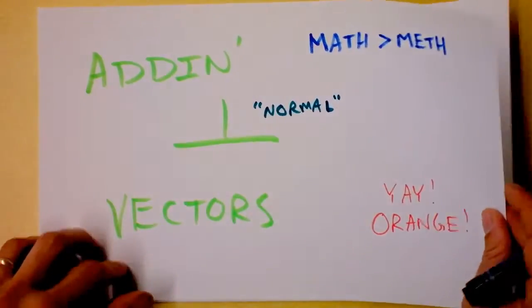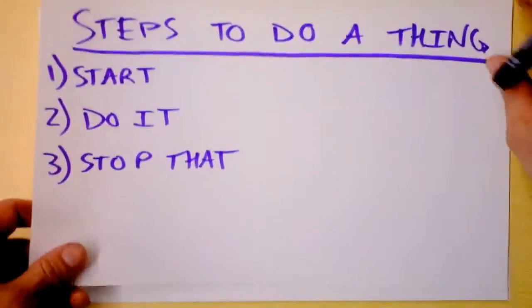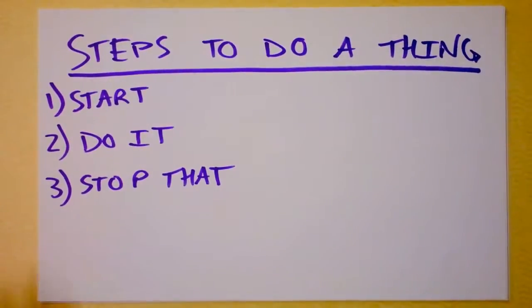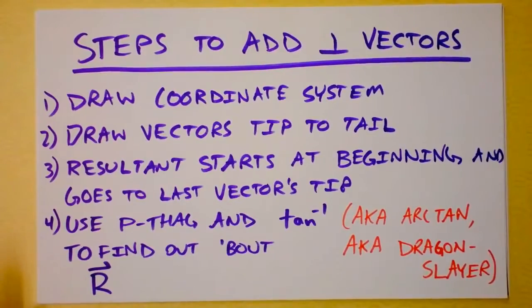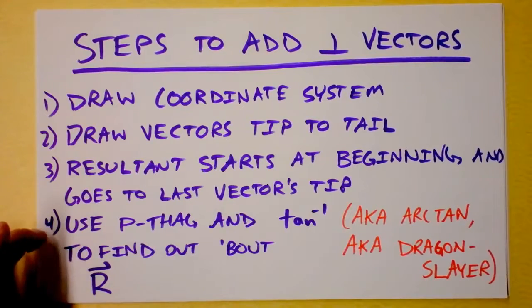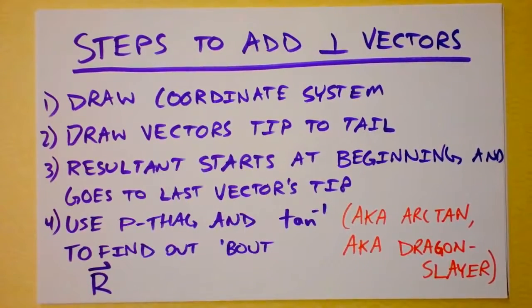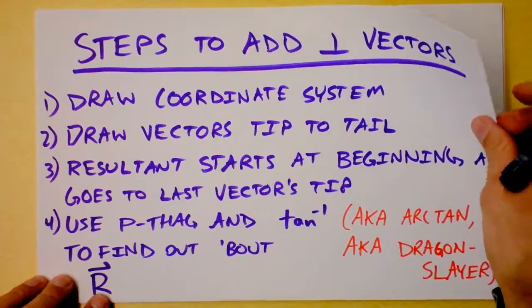I made some steps to add vectors that are normal to each other. To add them, draw a coordinate system, draw the vectors tip to tail, then draw the resultant, which starts at the beginning and goes to the last vector's tip. It represents the sum of the vectors, so it has to do everything those vectors do also. Step 4 is to use Pythagorean theorem and inverse tangent to find out about the vector R. I'm going to jump in and do this a bunch of times, so copy this down so you can see what I'm doing, and I'll leave it up there so I can see as well.